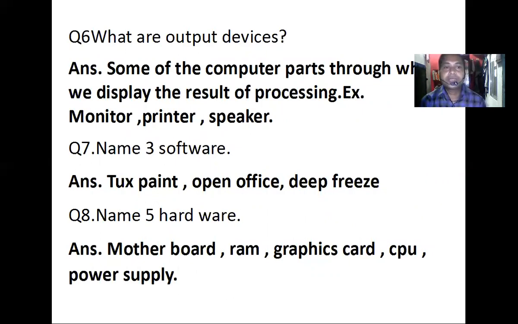Then question number 7. Name 3 software. Number 1, Tux Paint, OpenOffice and Deep Freeze. Tux Paint is your drawing software. OpenOffice means Word, Excel and PowerPoint, and Deep Freeze freezes your computer programs.